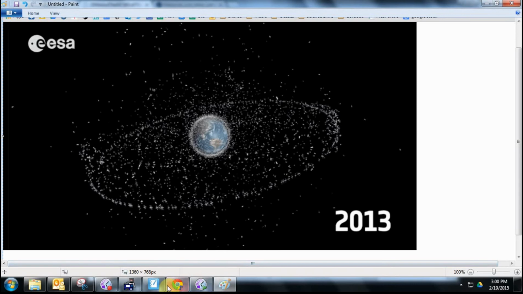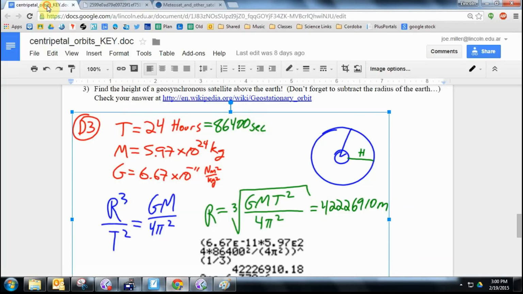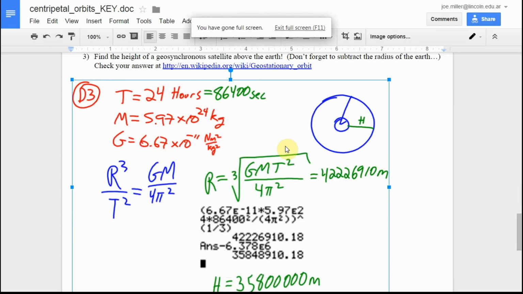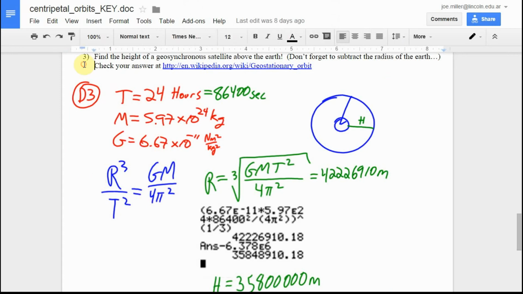Okay, so let's look at the math we have to do to calculate where this would have to be. We're going to use the same equation that we looked at in problem 1, but this time r is what's unknown, and T is what's known. We know that T has to be 24 hours because that's the time for one day, which is what we need the orbit to be. So we take 24 hours times 60 to get minutes and times 60 again, and we get 86,400 seconds.